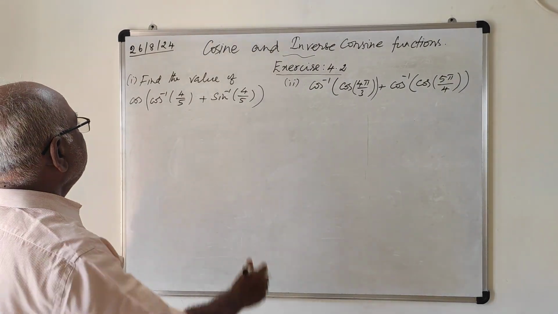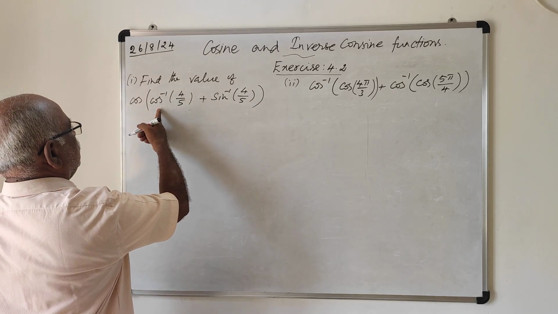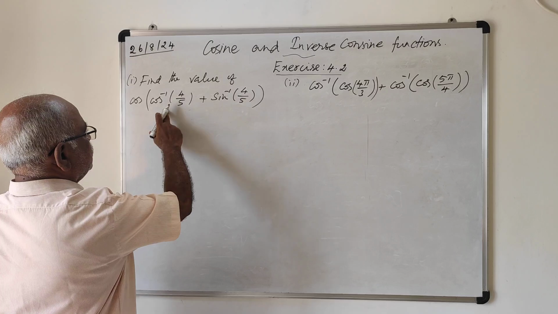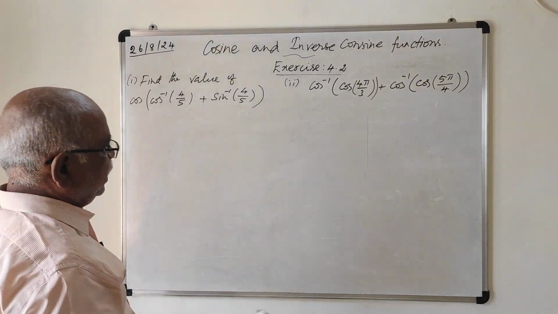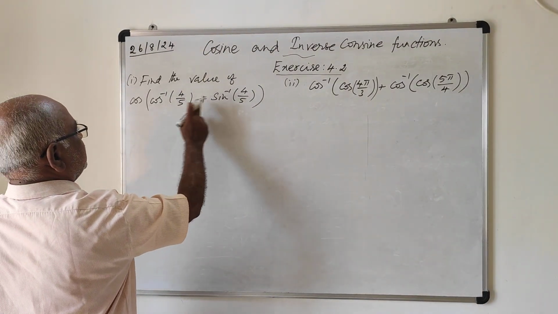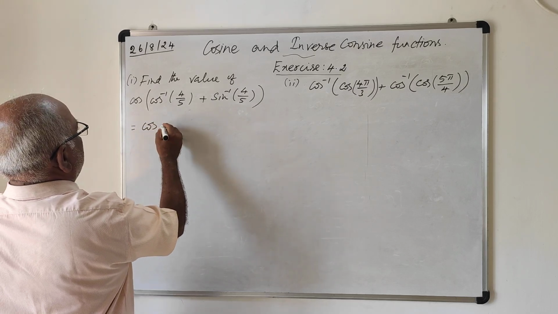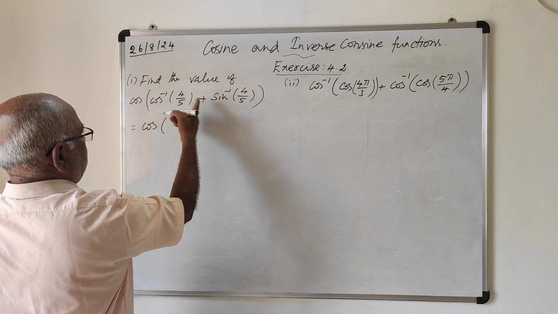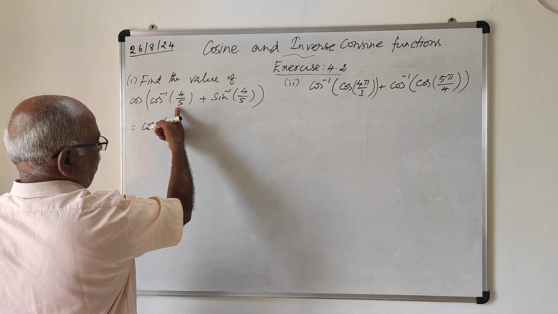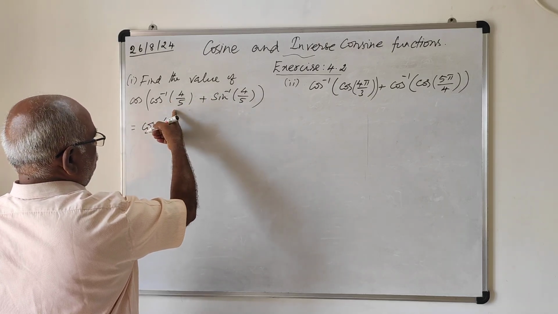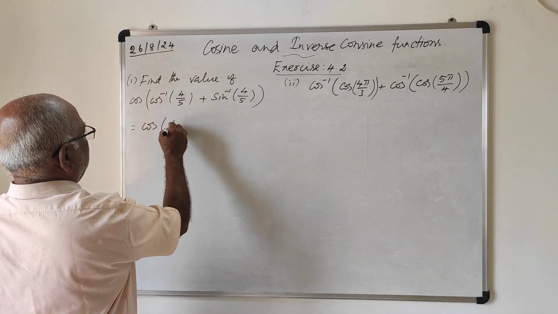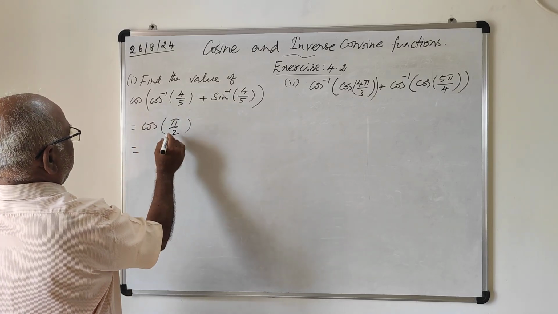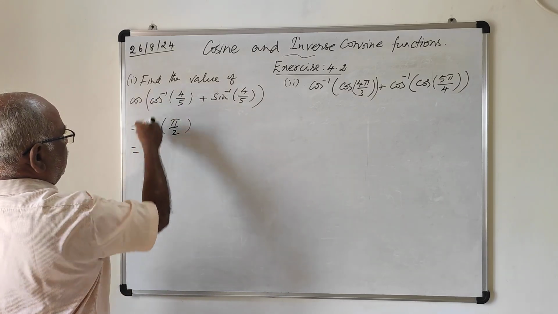Next problem, find the value of cos inverse 4 by 5 plus sin inverse 4 by 5. Just now we have seen, and derived, that sin inverse x plus cos inverse x is pi by 2. Here x is 4 by 5, the same x value. So cos inverse x plus sin inverse x equal to pi by 2. Therefore the answer is pi by 2. That's all about this problem.